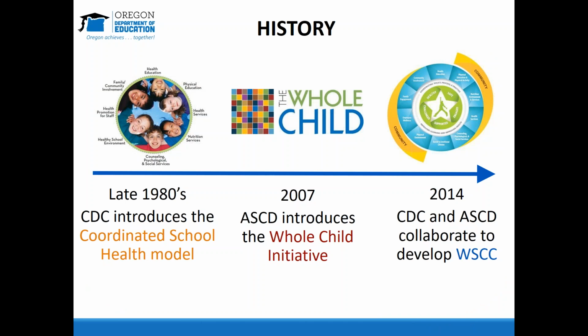Let's provide some historical context on how we came to use the WSCC model. The CDC developed the Coordinated School Health Model in the late 1980s, primarily to encourage schools to take steps to promote health and prevent chronic disease. The Whole Child Initiative was introduced in 2007 by ASCD, a national education membership organization. The Whole Child Initiative is a comprehensive approach that encourages educators, parents, families, and the community to support and prepare children for success in school and life.